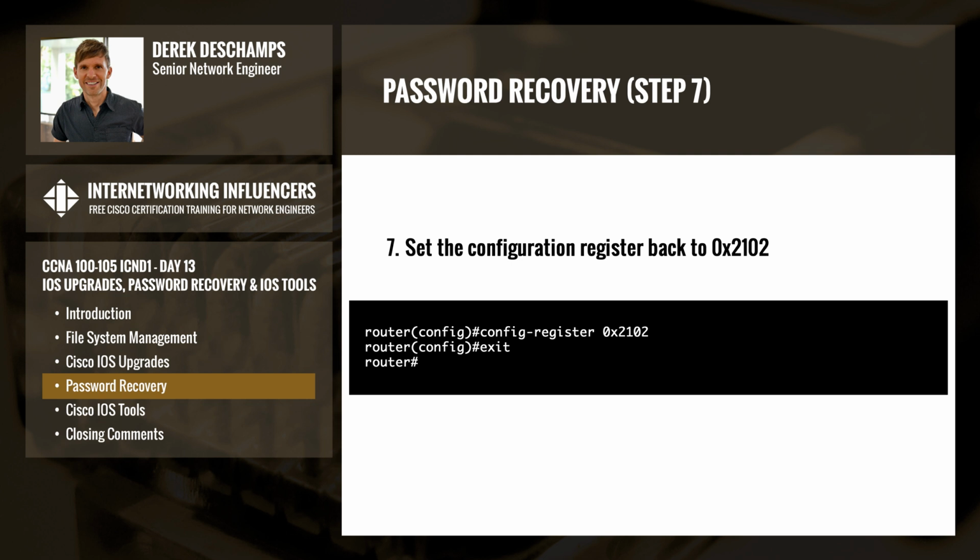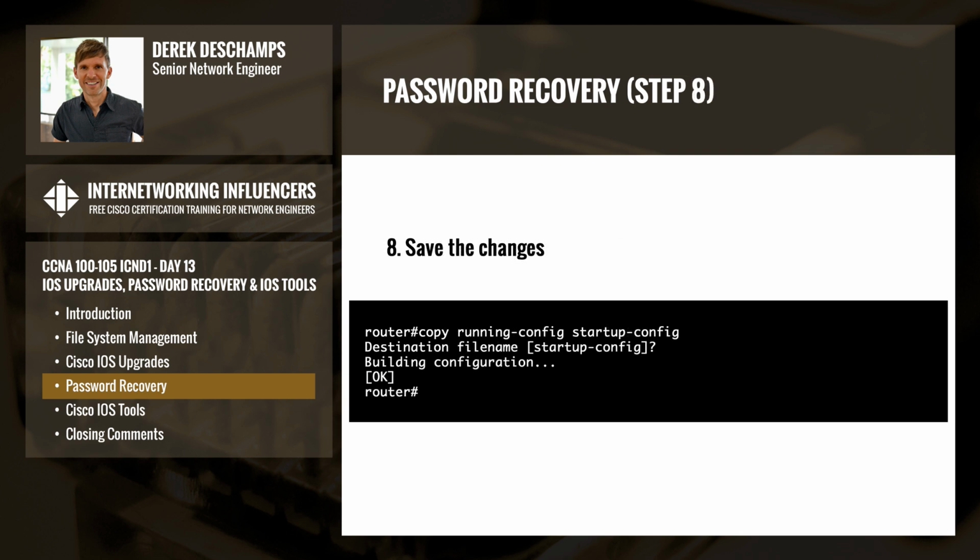The seventh step is to set the configuration register back to 0x2102. To do this, we enter the command config register 0x2102. We can then exit out of global configuration mode by typing exit. The eighth and final step is to save the changes. To do this, we enter the command copy running config startup config.